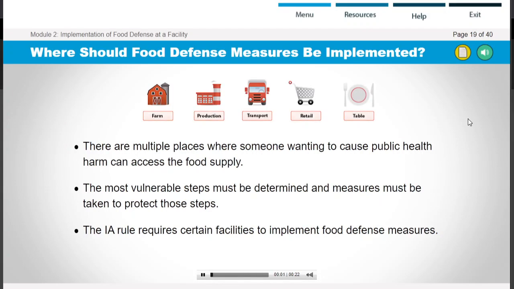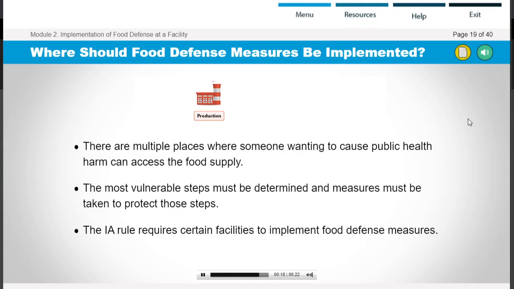There are multiple points in the food supply chain where it is possible to intentionally contaminate food. The steps that are most vulnerable must be determined, and measures must be taken to protect those steps. While FDA encourages diligence in food defense at all stages of the farm-to-fork production chain, the IA rule specifically requires food defense measures at facilities.